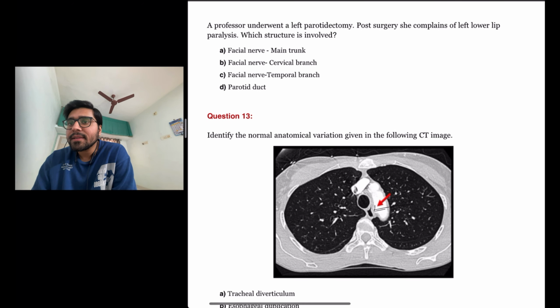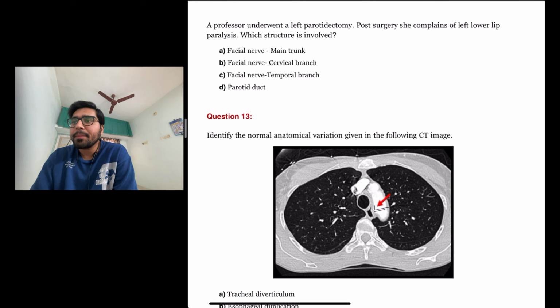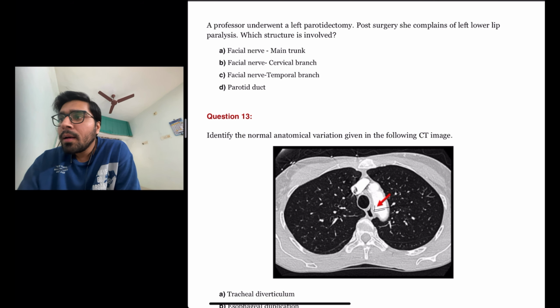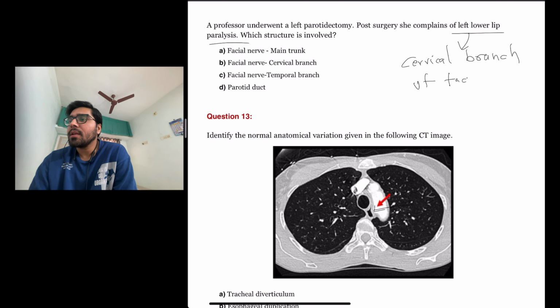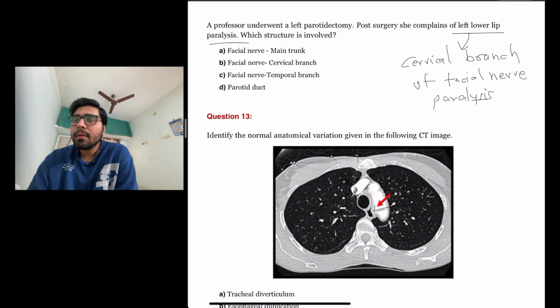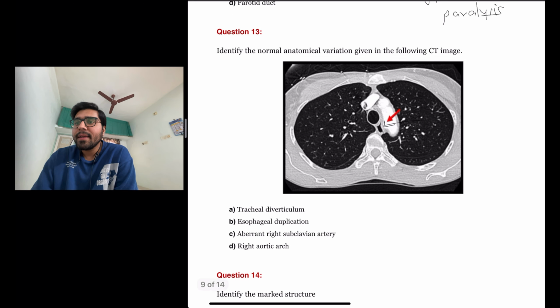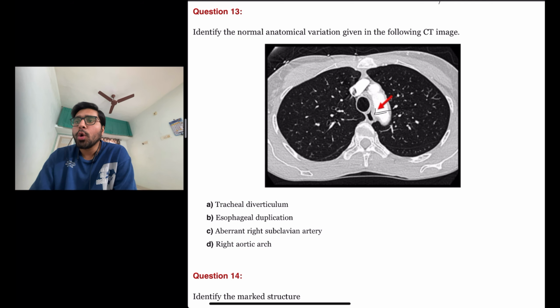The next question is a professor underwent a left parotidectomy. Post surgery she complains of left lower lip paralysis. Which structure is involved? Left lower lip paralysis leads to the cervical branch of facial nerve paralysis. So the answer here is B. Facial nerve cervical branch.